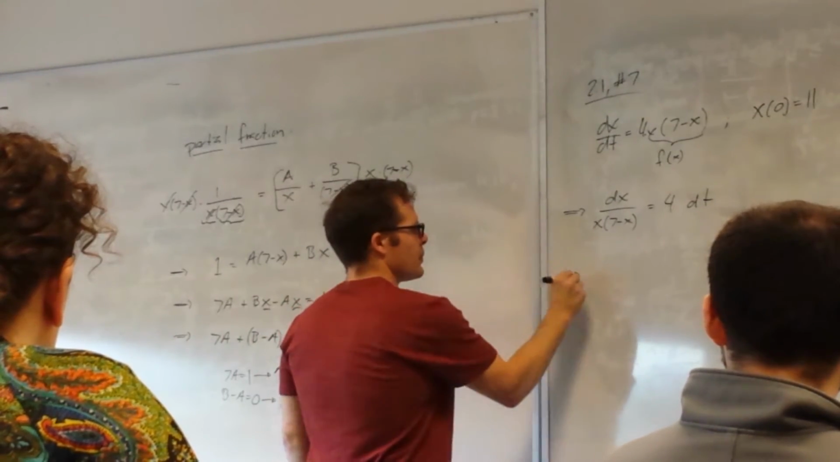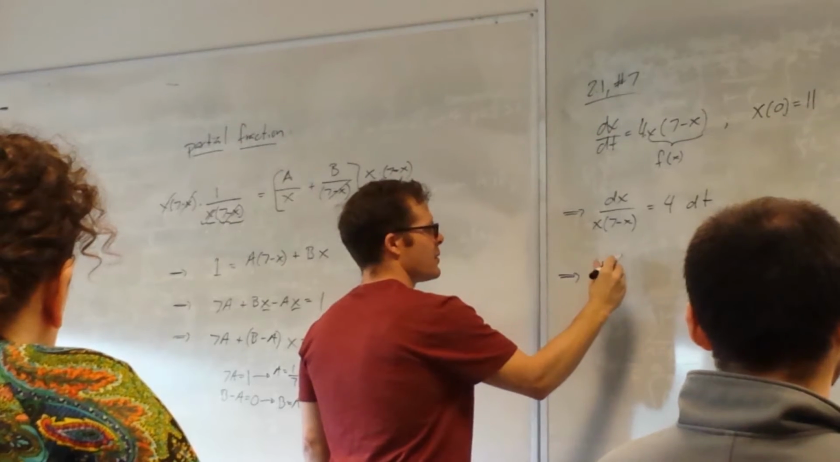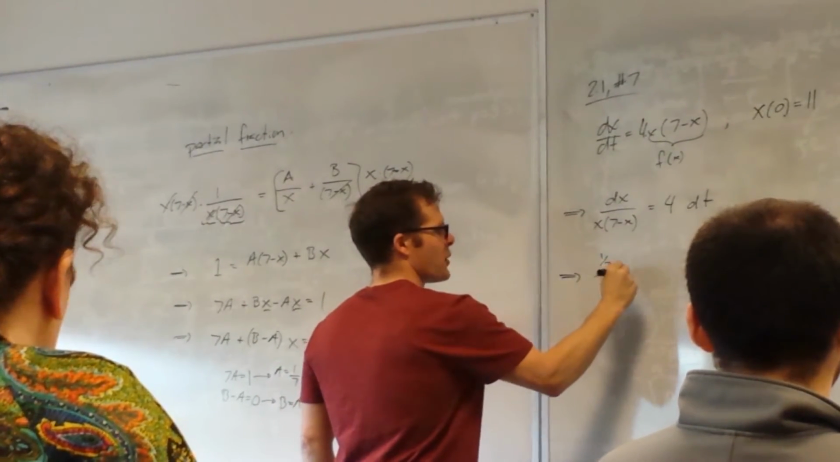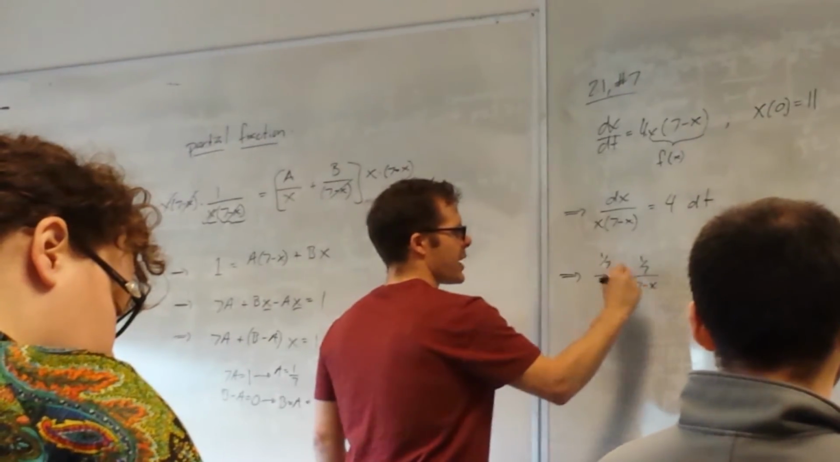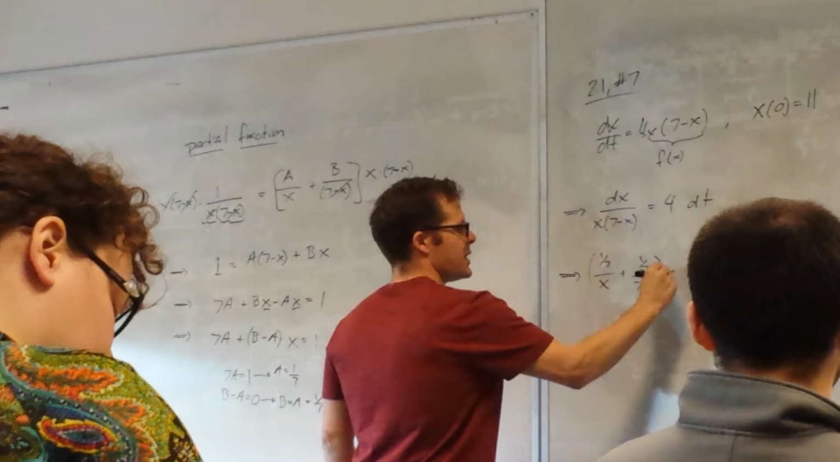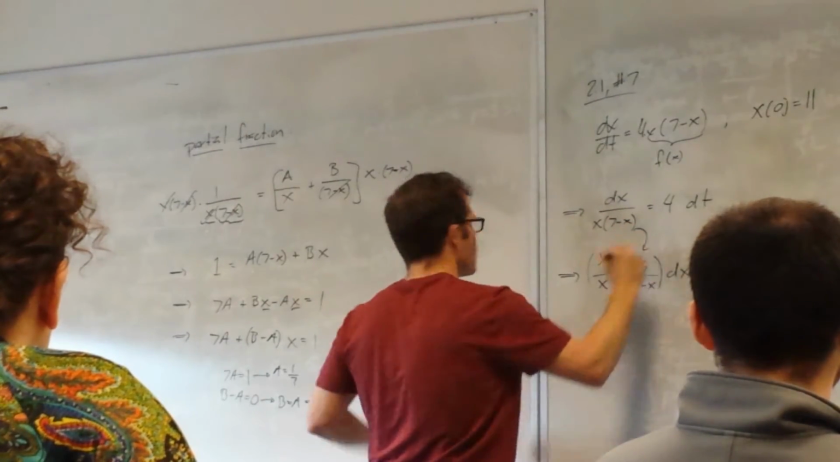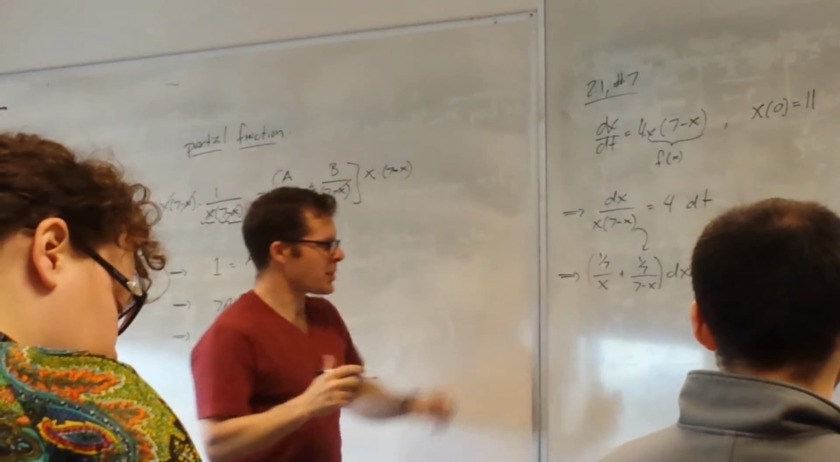Now, over here, I'm going to rewrite that. Oh, it's not 1, it's 1/7, right? 1/7 plus 1/7, and it was x, 7 minus x, dx equals 4 dt. So that's just the work we did over here. Now, one thing is, I don't want to leave those in the numerators. That would be just dumb.